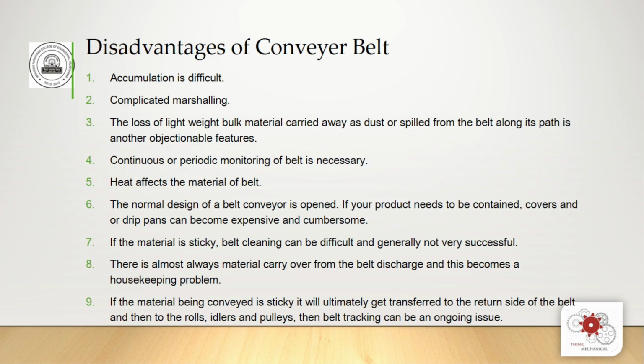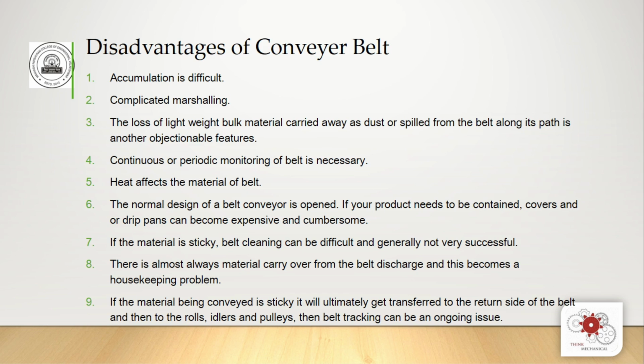Where contamination is an issue, we have to make a special arrangement over this open belt conveyor system for the transportation. If we want to restrict the conditions while transporting from one place to another, then we have to make separate arrangements, and that is a cumbersome job as well as a costlier one. If the material is sticky, belt cleaning can be difficult and it is not very successful either. You cannot remove all the sticky material from the rubber, so we have to replace it over a period of time.